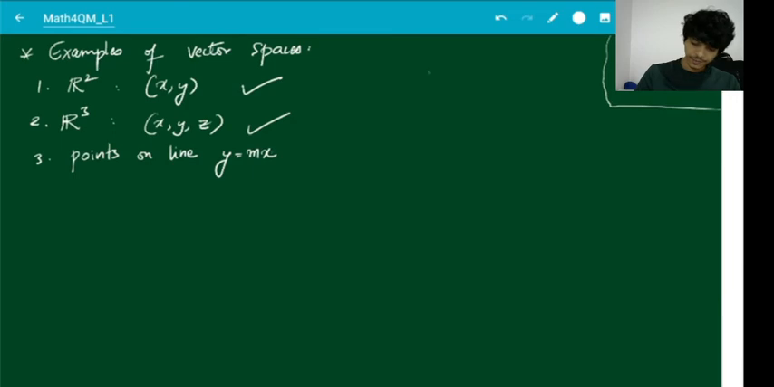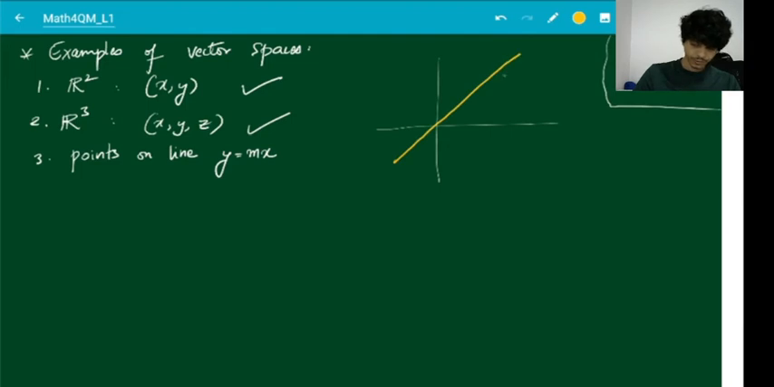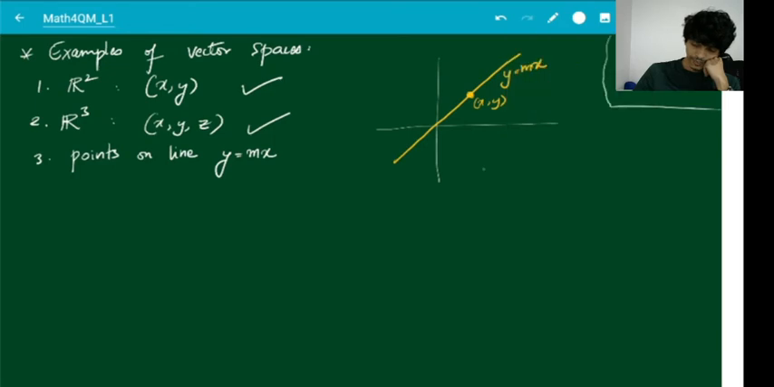So graphically, if I were to draw it, it's basically all of these lines, all of these points. So x and y such that y and x are related by this formula, y equals mx. Do all of these points form a vector space? Let's see. Each vector I can write as, let's say, some x1 comma y1, but y1 is just mx1. That is the definition of this line. So every point on this line I can write as x1 and mx1.